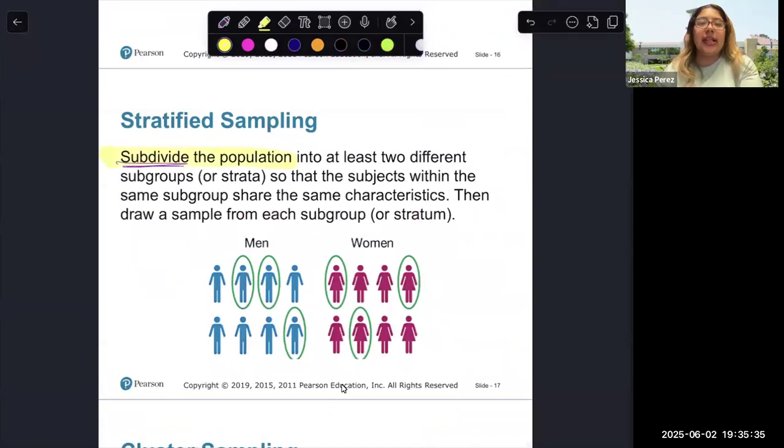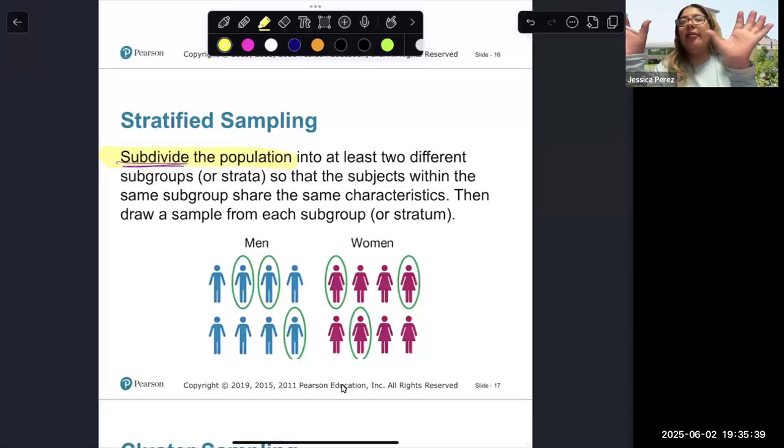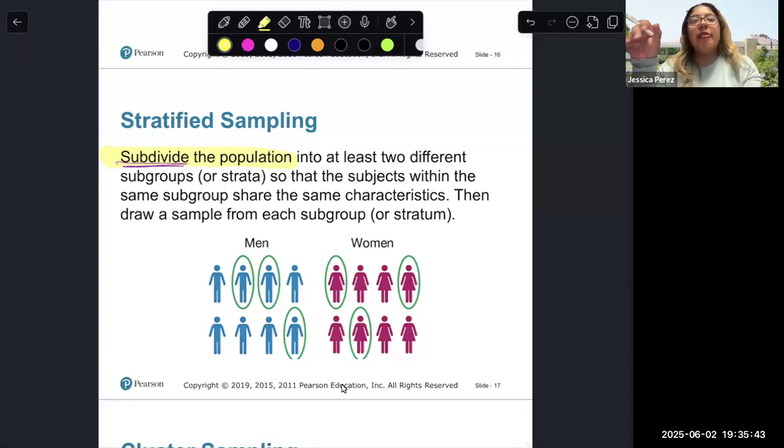There's stratified sampling, where you actually have to subdivide, this is key, you have to subdivide the population into at least 2 different groups. So let's say I have a room and I want to split it into 2 groups, women and men, and then from each group, I select another group. So then I draw a sample from each subgroup.